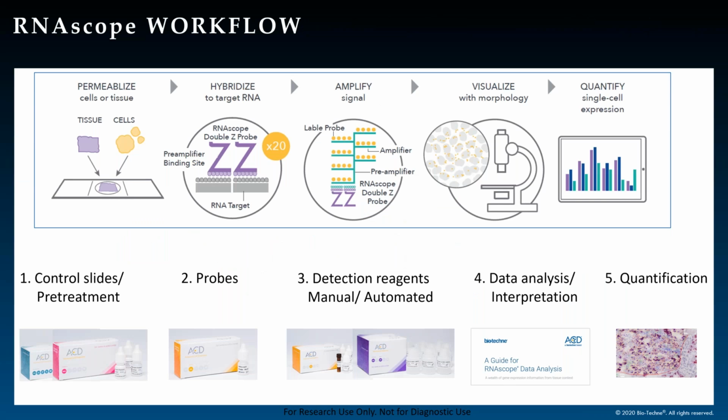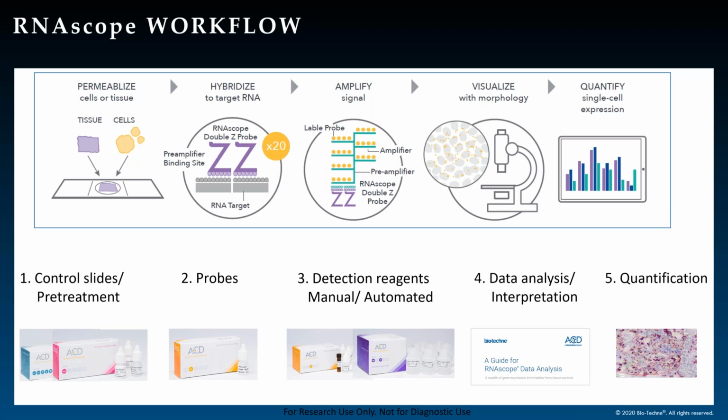Next, focusing on the core RNAscope technology workflow, the RNAscope assay workflow is similar to immunohistochemistry, so researchers who are familiar with tissue-based protein assays find it quite intuitive to adopt this workflow. First, we start with properly permeabilized cells or tissues with ACD's pretreatment reagent. Then we hybridize the ACD probe to the target RNA of interest.